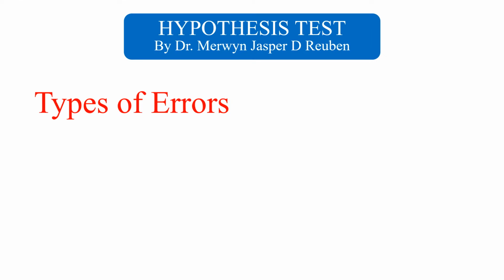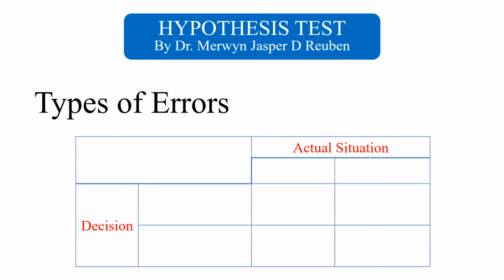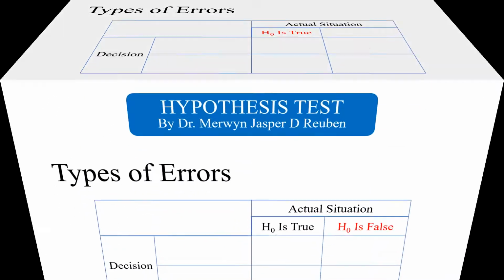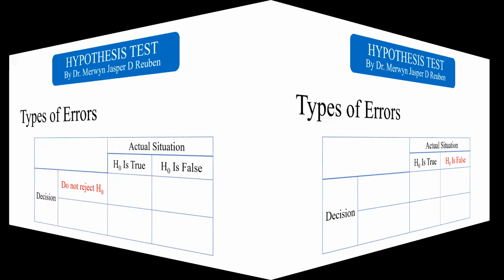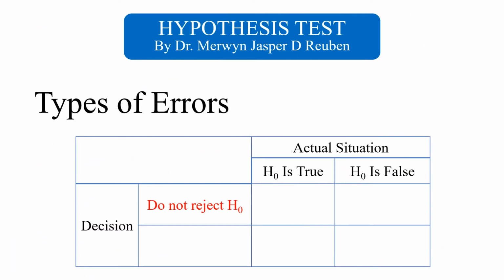There are two types of errors. So let's learn about them. Let us cross-tabulate the actual situation versus the decision made on the hypothesis. Actual situation can have two situations. That is, the null hypothesis is true, or in the actual situation, the null hypothesis is false. Similarly, there can be two decisions on the null hypothesis. The first one is we do not reject the null hypothesis. The second one is we reject the null hypothesis.